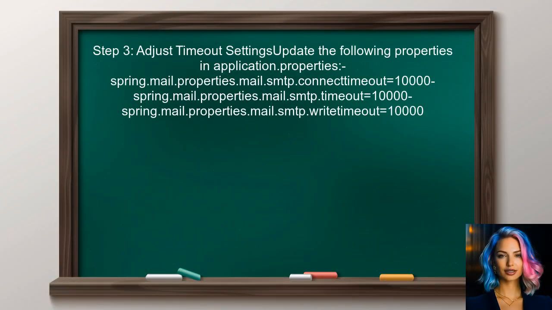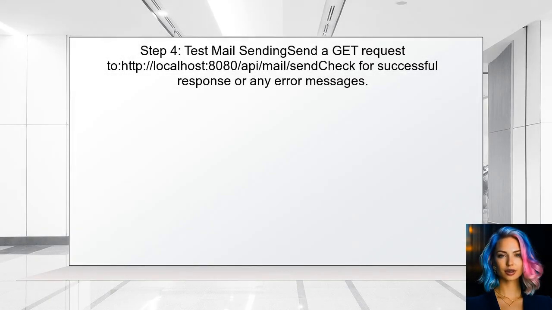Now, let's ensure that the timeout settings are appropriate. The user should consider increasing the timeout values in the application.properties file to prevent connection issues. Finally, the user should test the mail sending functionality again. They can do this by sending a GET request to the specified endpoint and checking for any errors.